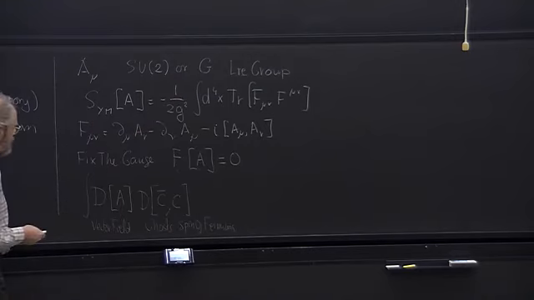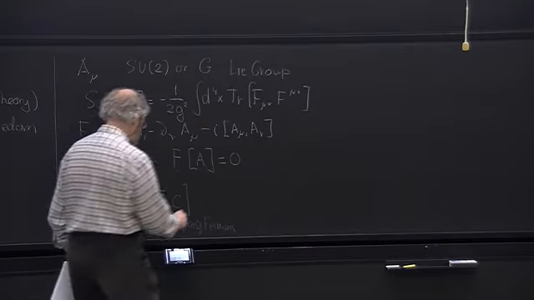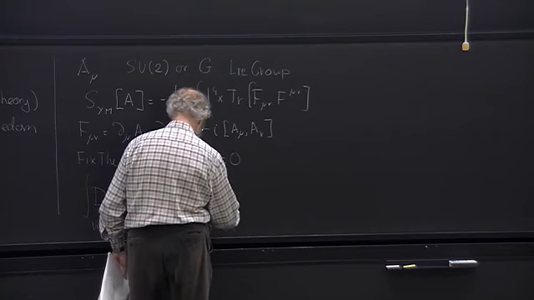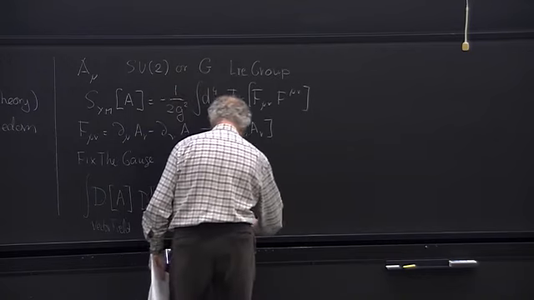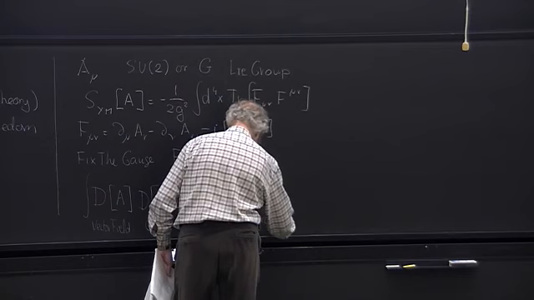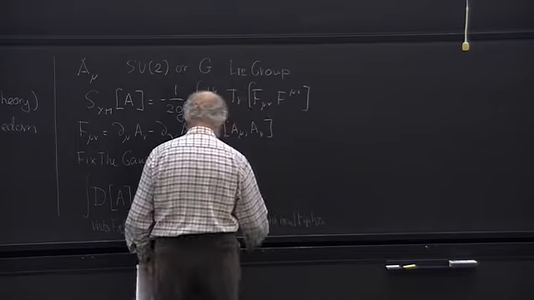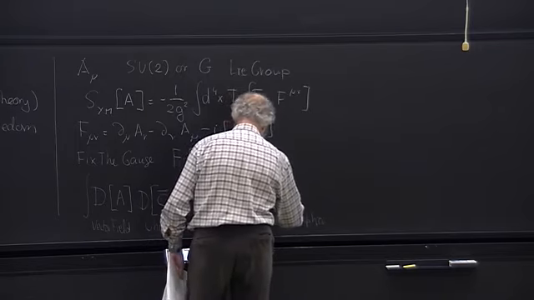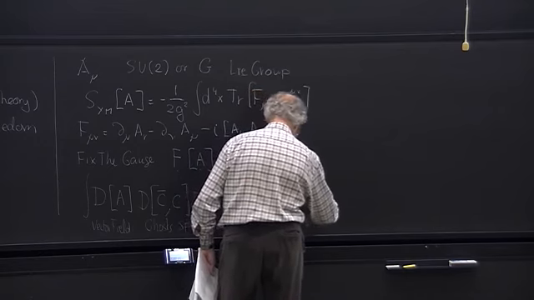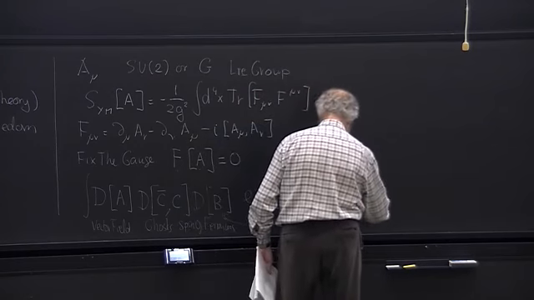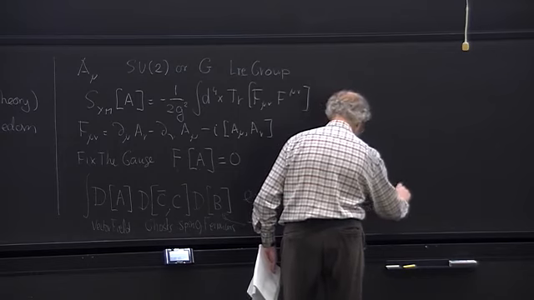Okay. And then, well, we can enforce the constraint by adding a Lagrange multiplier that I was calling lambda, but I think in my notes it's called B. So this is a Lagrange multiplier. And the final action, S, is S Yang-Mills of A plus S ghosts of C bar and A.